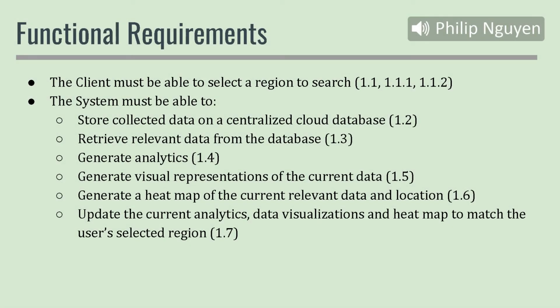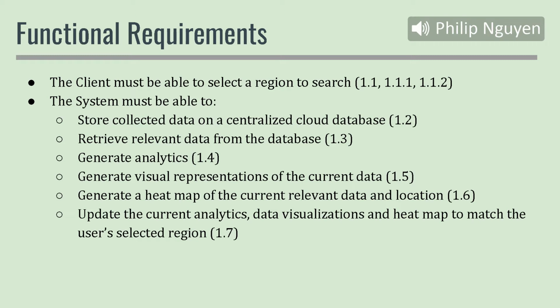Starting with functional requirements, we have high priority functional requirements, meaning that they are essential to our product. The client must be able to select a region to search. This means visually, where they interact with the map, or directly where they input their location, address, or postal code.